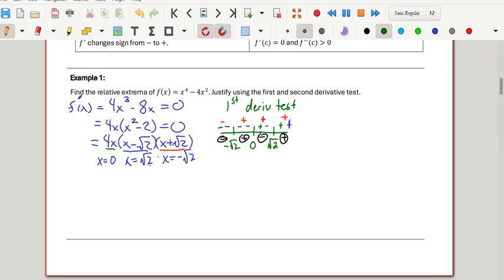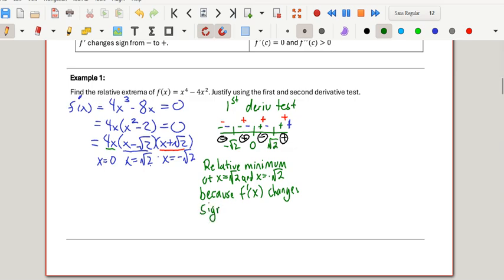So what do we have at negative root 2 and positive root 2, looking at the black signs? Minimum. Yep, relative minimum at x equals square root of 2 and x equals negative square root of 2, because f prime of x changes signs from minus to plus.